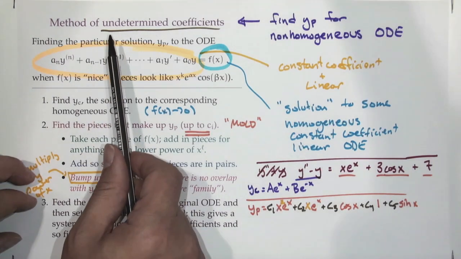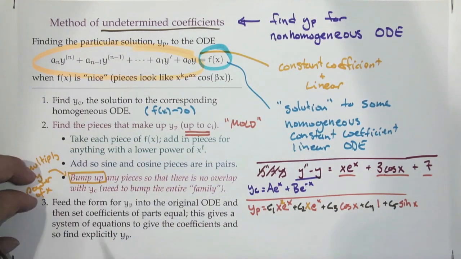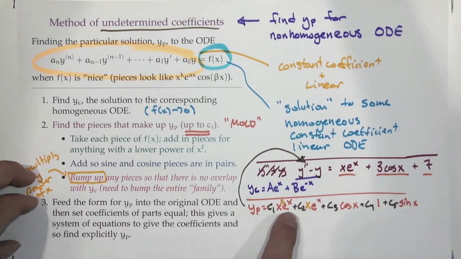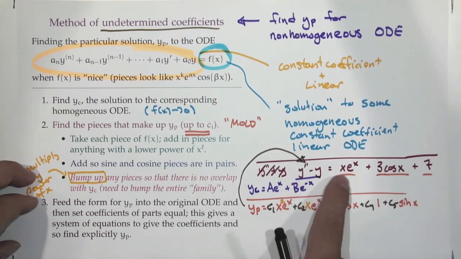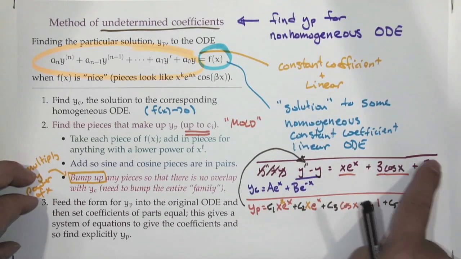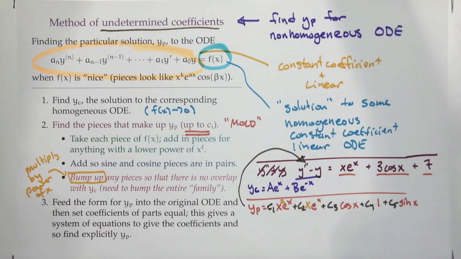And the last thing for us to do is to determine them. So how would you do that? Well, you plug it back into the equation y double prime minus y, and you get out what happens. Then you compare it to the right-hand side, and you say, all right, how do you pick your C's? And we'll do an example in a few minutes. So that's the idea.